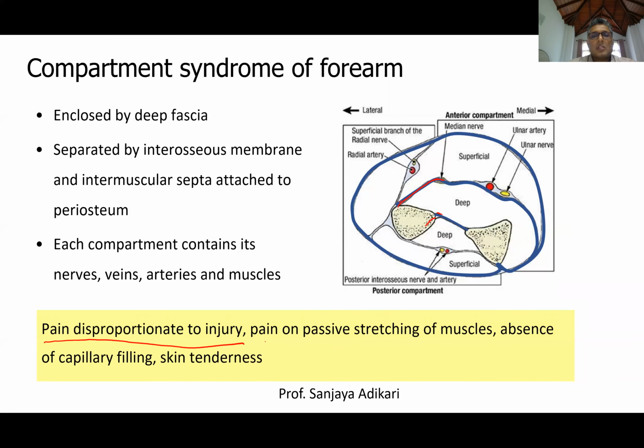Then again there is pain on passive stretching of muscles. So if you try to extend the fingers, then you will get pain in the forearm muscles if there is forearm compartment syndrome. Then there is absence of capillary filling and skin tenderness. So the skin would be tender to touch. These are all signs of lack of blood supply.